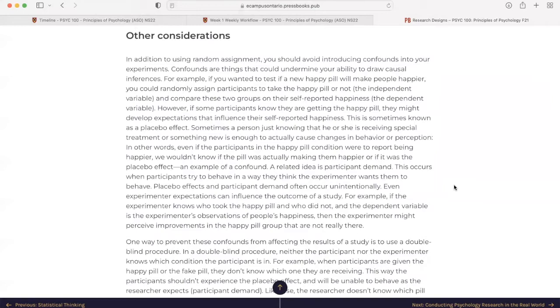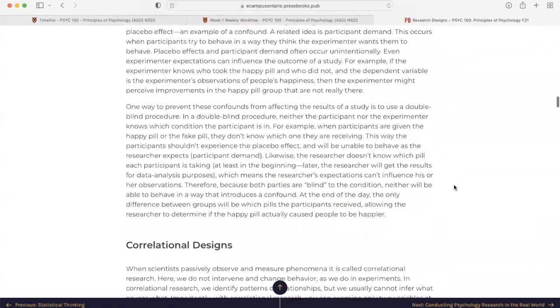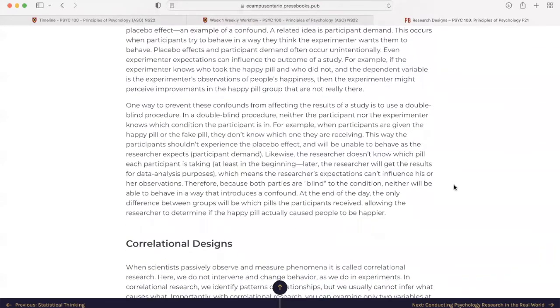For example, if the experimenter knows who took the happy pill and who did not, and the dependent variable is the experimenter's observations of people's happiness, then the experimenter might perceive improvements in the happy pill group that are not really there. One way to prevent these confounds from affecting the results of a study is to use a double-blind procedure. In a double-blind procedure, neither the participant nor the experimenter knows which condition the participant is in.